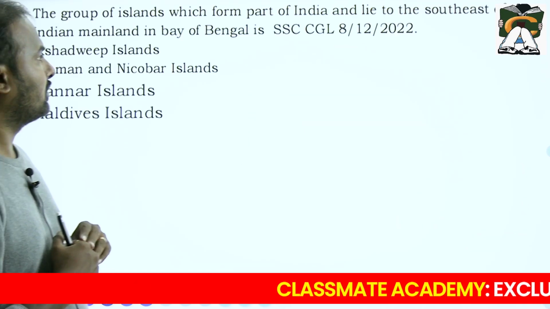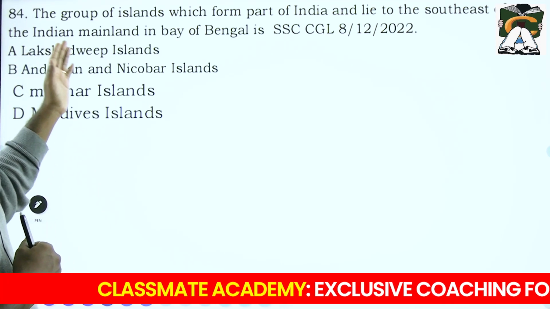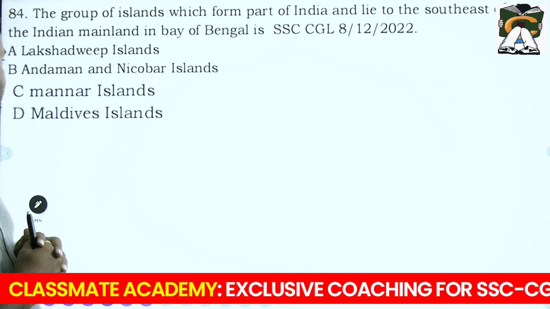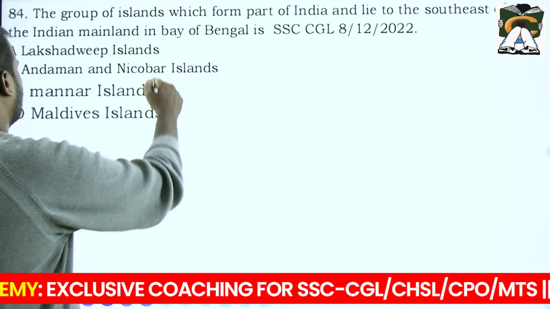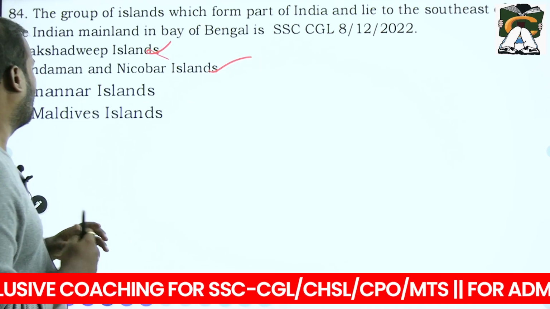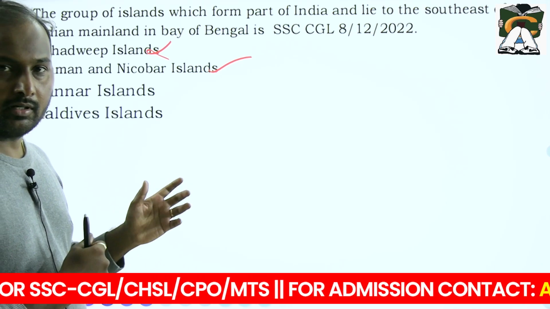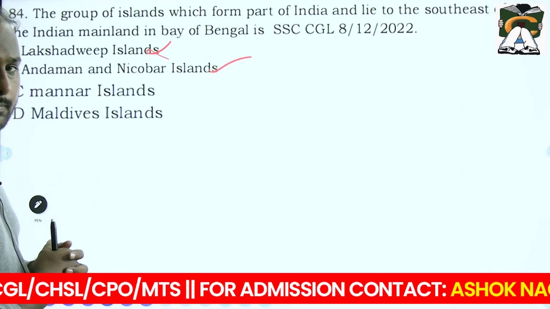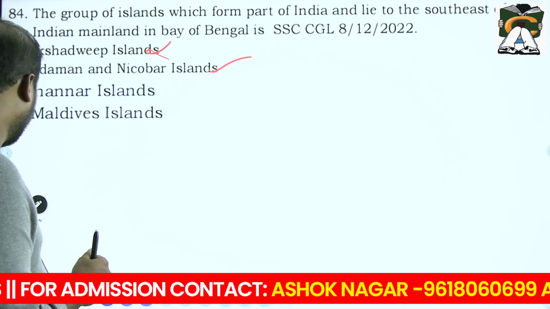The group of islands which form part of India and lie to the southeast of the Indian mainland in the Bay of Bengal. It is asking about southeast. Lakshadweep becomes your southwest, so this is wrong. Your answer is Andaman and Nicobar Islands. Again, the Gulf of Mannar is between India and Sri Lanka. Again, the Maldives, you know, is also present in the southwest part of India.